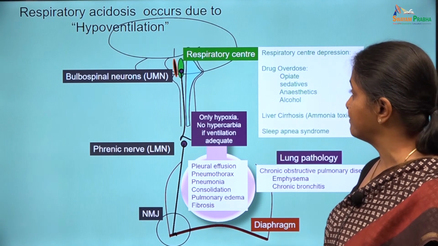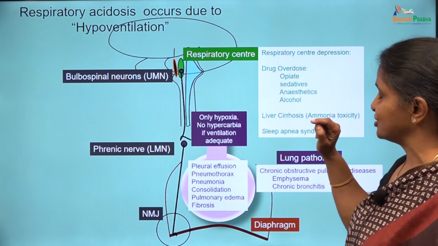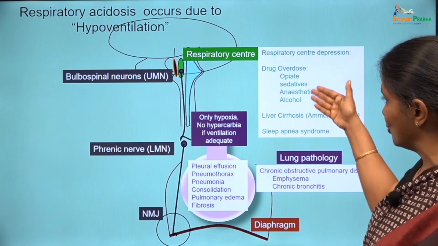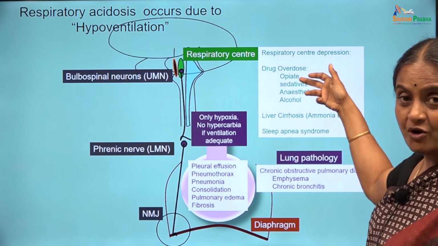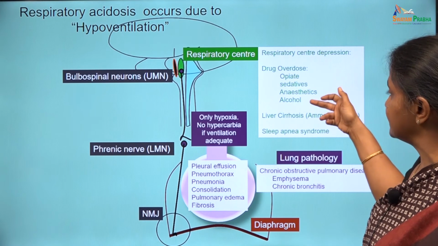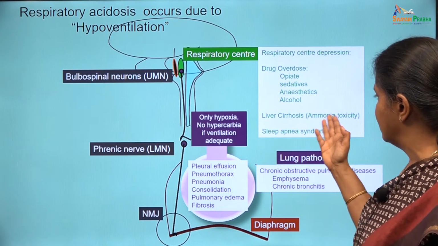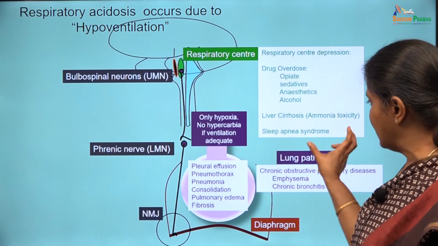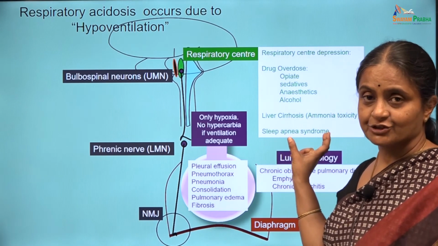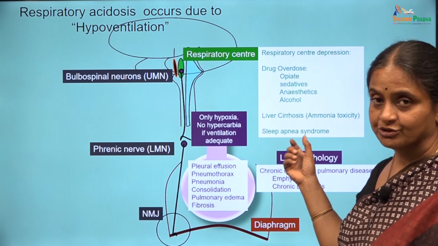There can be respiratory center depression. Respiratory center depression usually occurs in drug overdose, opiates, that is morphine, excess sedatives, anesthetics, even alcohol can cause respiratory center depression. Ammonia toxicity, and what is called the sleep apnea syndrome, obstructive sleep apnea syndrome as a separate entity, and you could read about it.